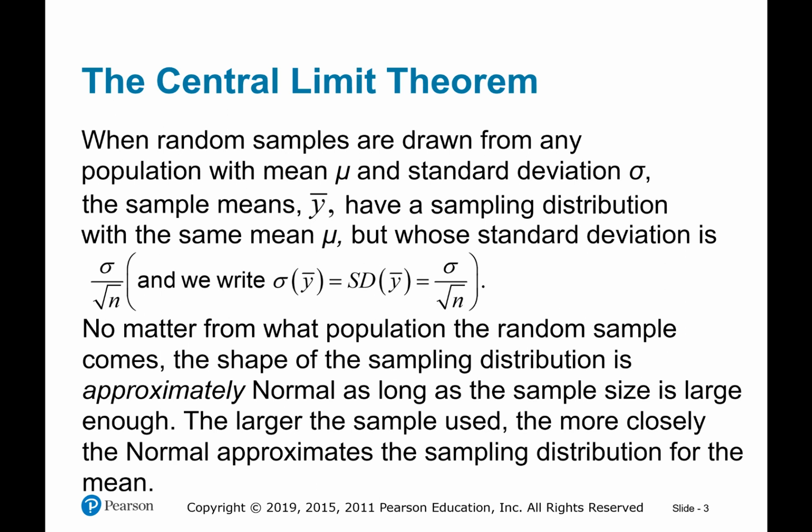Notice a very, very different formula than what we use to calculate standard deviation for proportion. So no matter what population of the random sample, the shape of the sampling distribution is approximately normal if you have a sample size that's big enough. The larger the sample size, the more closely the normal works.